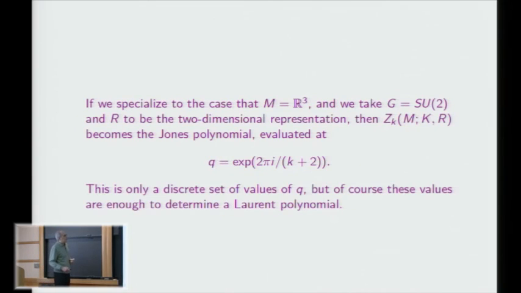Now, if we specialize to the case that our three-manifold is just R3, and we take G to be SU2 and R to be the two-dimensional representation, then the knot invariant we get this way turns out to be the Jones polynomial evaluated at a certain root of unity.